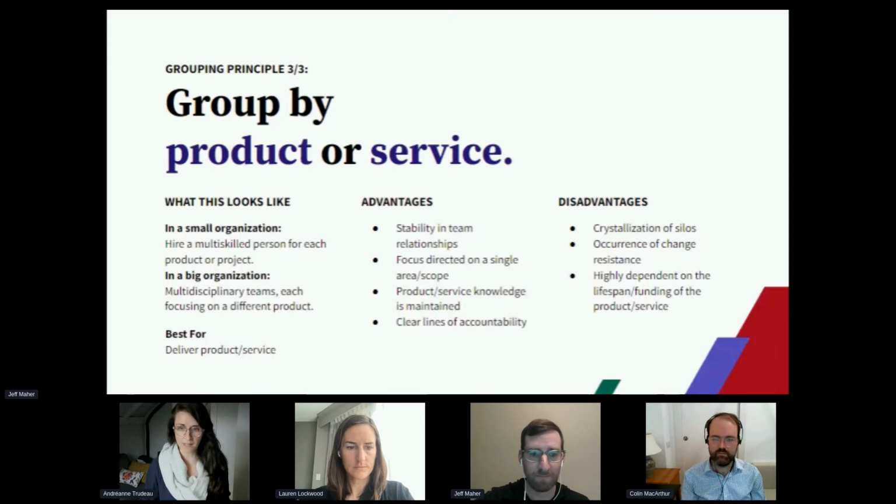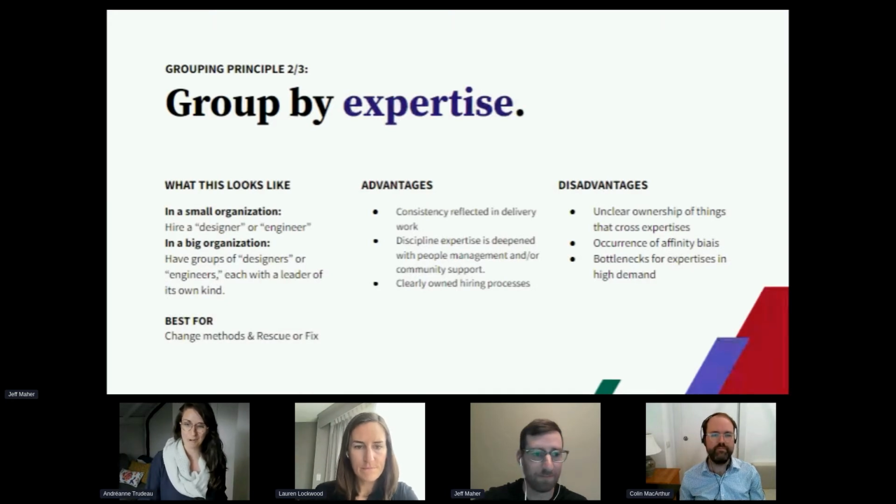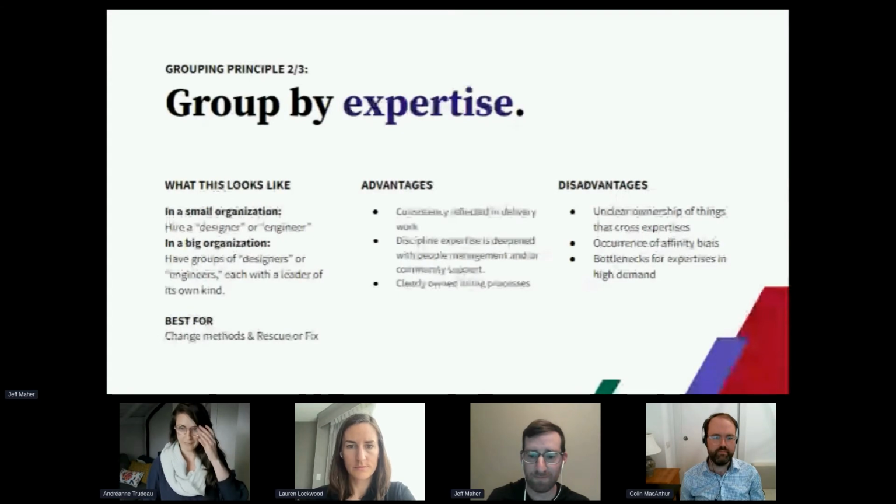So for small organizations, the last principle is about having a Jane or a jack of all trades working on a product or a project. Whereas for big organizations, it is about having multidisciplinary teams, each focusing on a product or a service. We think that this grouping is best for delivering an actual product or service.